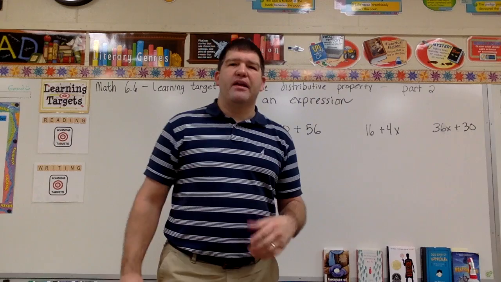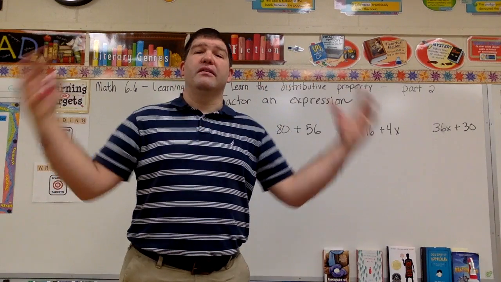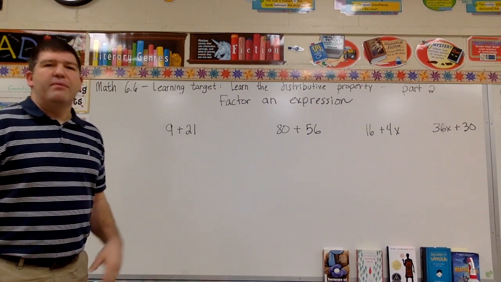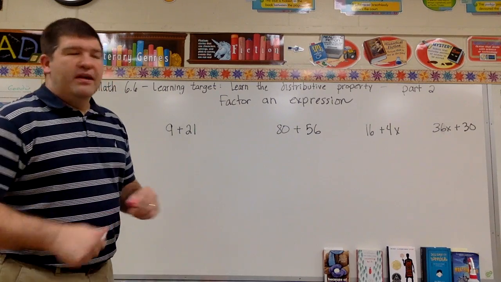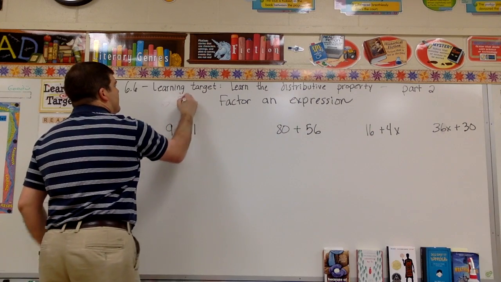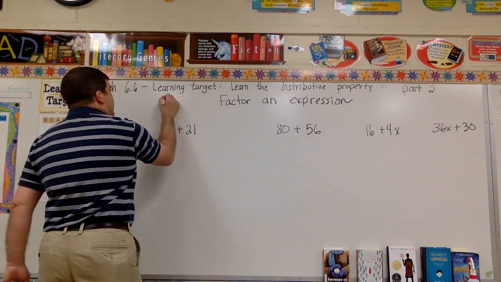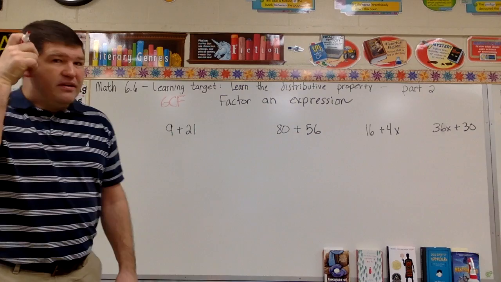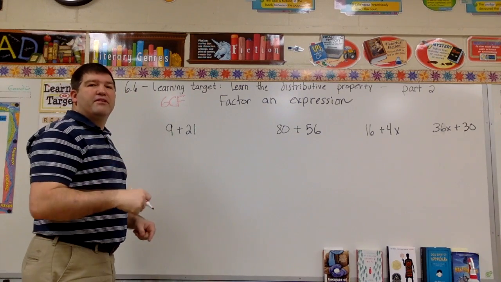Okay, now, factor an expression. So you're kind of breaking it out. Instead of distributing this way, you're distributing it this way. If I have 9 plus 21, I could add that, it'd be 30, but I'm not going that way. I want to factor it. And when I see the word factor, I think of something called GCF, greatest common factor. So I want to find the greatest common factor of these two numbers. That'll help me to factor it out.